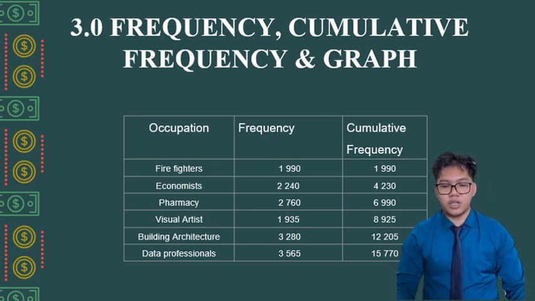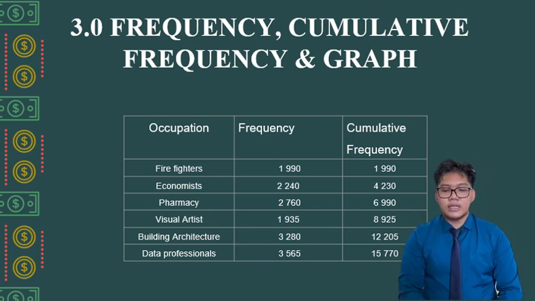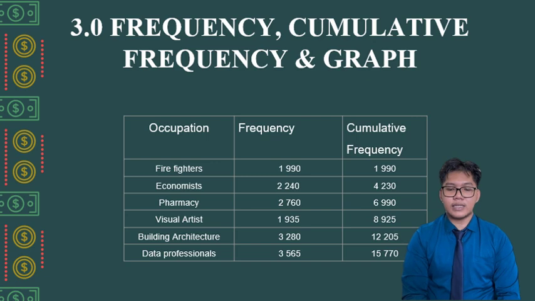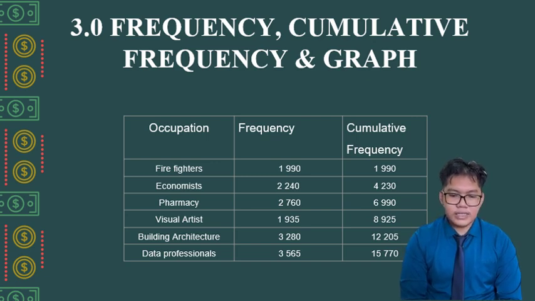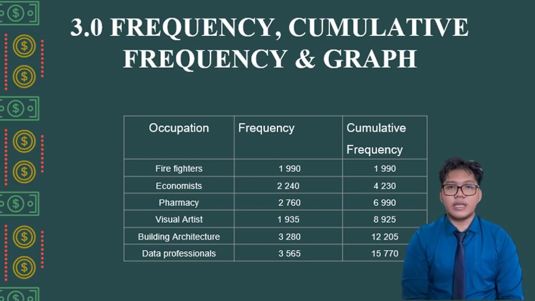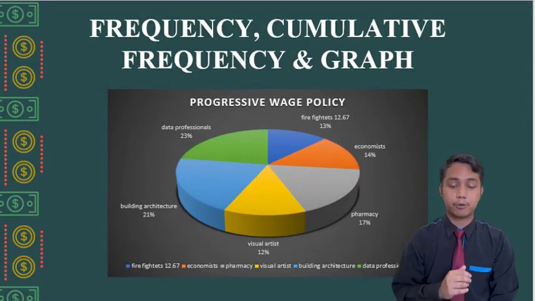For the cumulative frequency, for firefighter is 1,990, economist 4,230, pharmacy 6,990, visual artist is 8,925, building architecture is 12,205, and lastly data professional 15,770. So I will continue the presentation on the progressive wage policy.